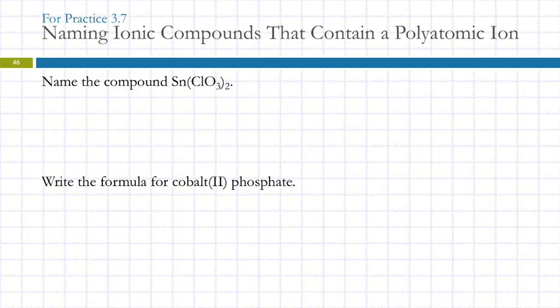Naming ionic compounds with polyatomic ions. Okay, so Sn(ClO3)2. I haven't talked about those parentheses there. So ClO3 you should recognize as a polyatomic ion. That's chlorate. There are parentheses around it because it's like a bundle pack at Costco.